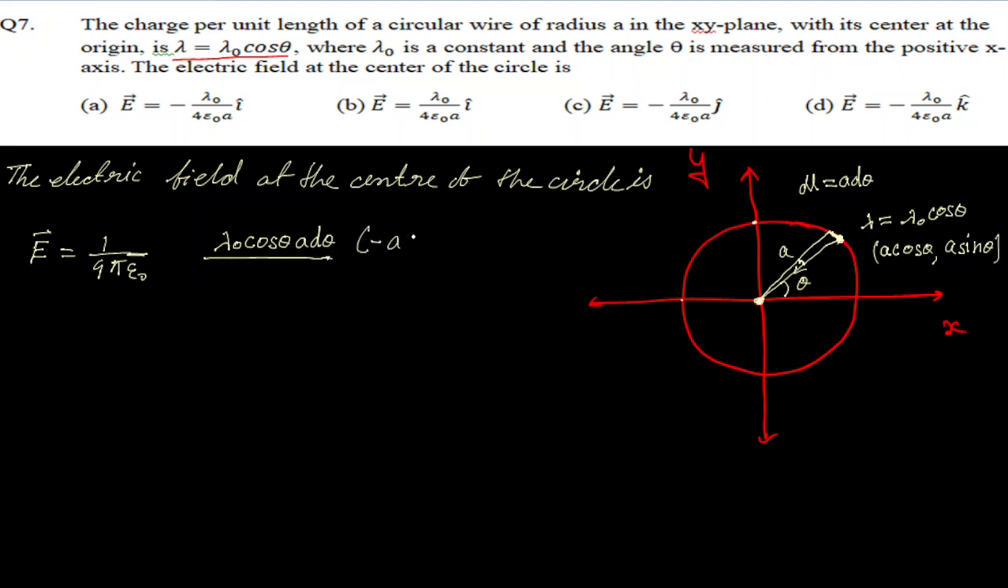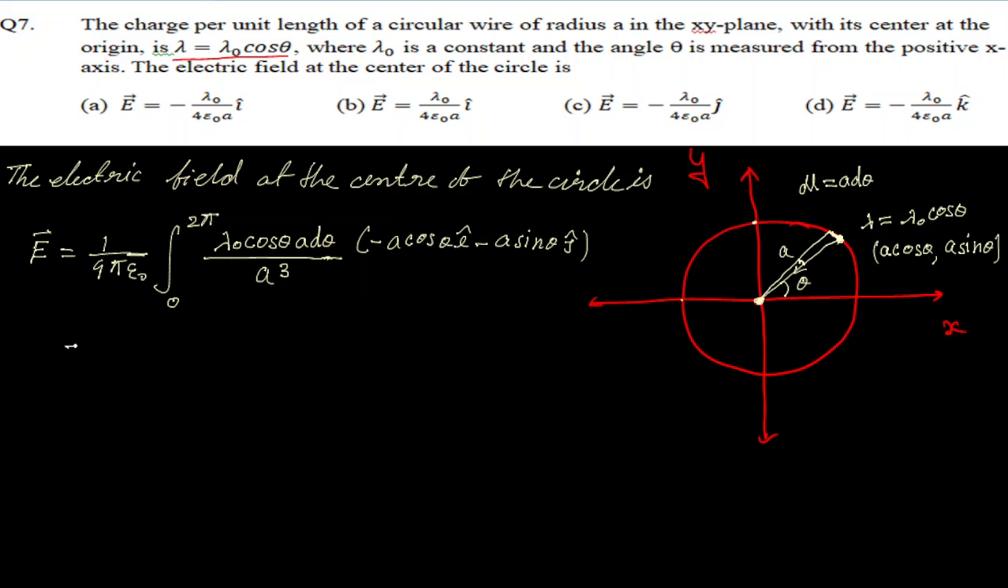In this case, r vector will be minus a cos theta i cap minus a sin theta j cap, and then cube of the magnitude of this r vector. So in this case, it will be a cube. And then what we have to do, we have to integrate. If we want to calculate net electric field at the center because of the whole circle, then we have to integrate over the periphery of the circle, and for that the limit of theta will be 0 to 2 pi.